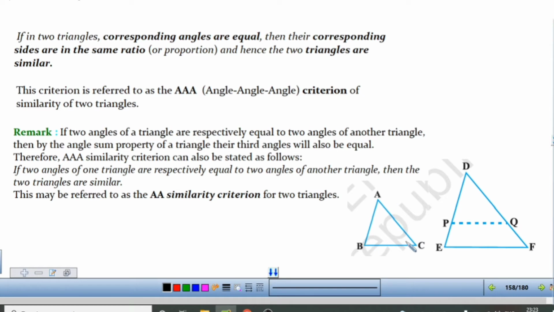If in triangle ABC, angle B is equal to angle E of triangle DEF, and angle A is equal to angle D, and angle C is equal to angle F, that means all the three angles of both the triangles are equal, then these two triangles are similar and their corresponding sides will also be in the same ratio.